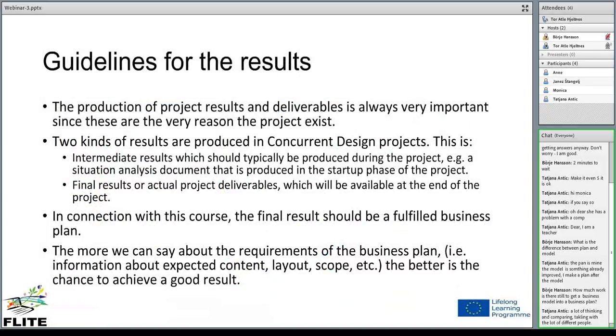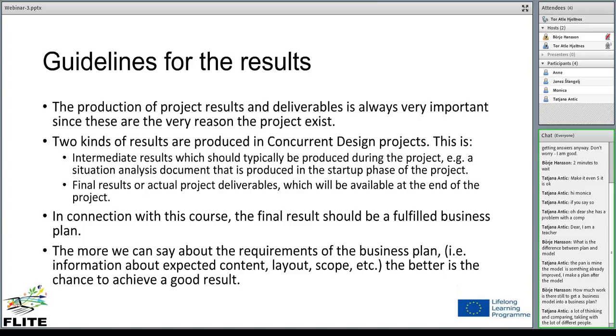When it comes to the results, in general we can say that the production of project results and deliverables is always very important, since these are the very reason the project exists. And the project for you students right now is to produce a business plan. But on the way, maybe you don't focus just on the final result, but you might have some intermediate results.